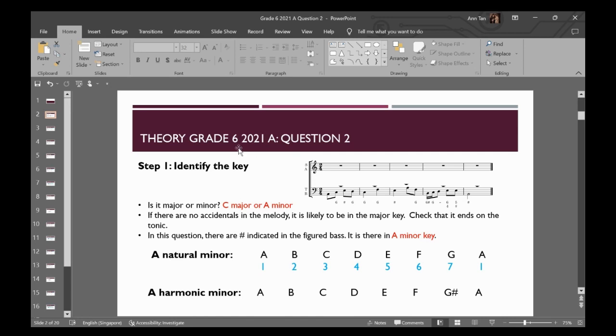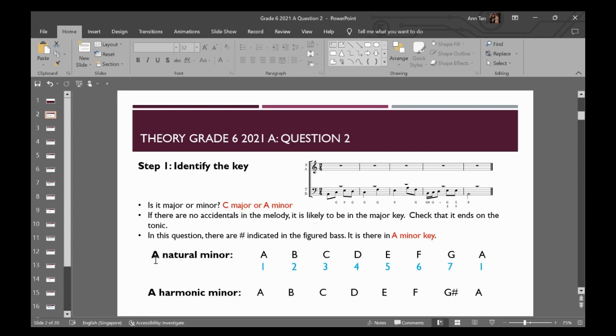With reference to Grade 6 2021 A Question 2, we take a look at the entire question. First, to identify the key, whether it is in major or minor. And in this case, we see that there's a sharp indicated in the figured bass, some on its own, some against the six. It is likely to be in the minor key, okay?